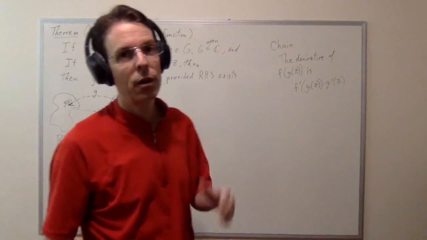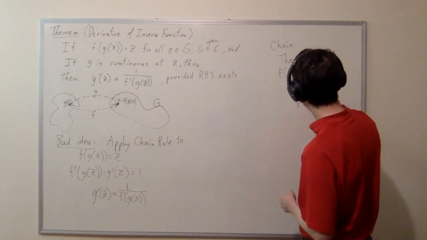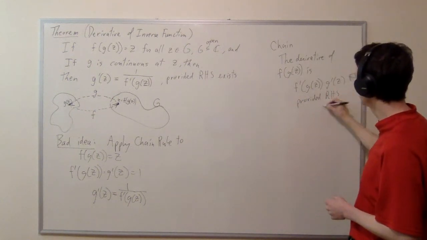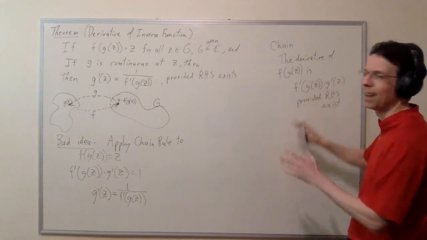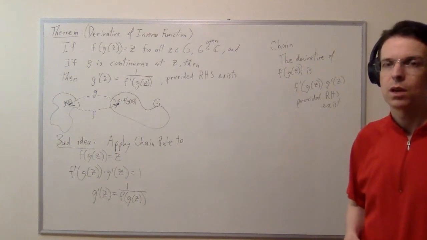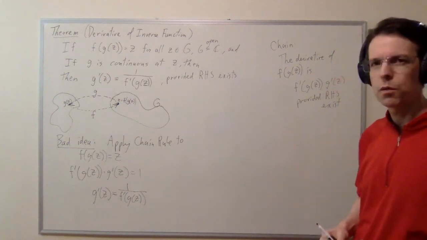But then there's a little bit of "provided," right? Provided the right-hand side exists. So the chain rule is not going to tell us anything about the derivative of f of g of z if that right-hand side doesn't exist. Why should we be worried about that, right? I mean, here, clearly we solved for it, so it exists.